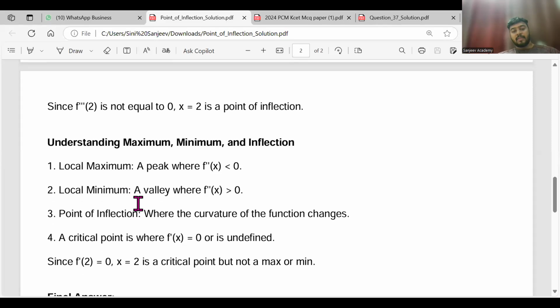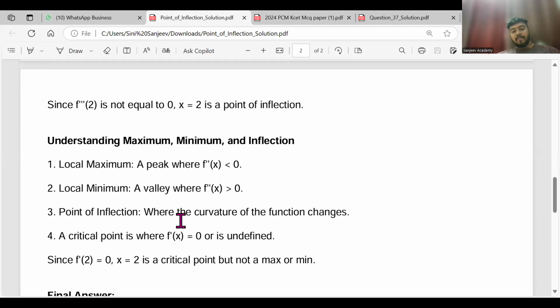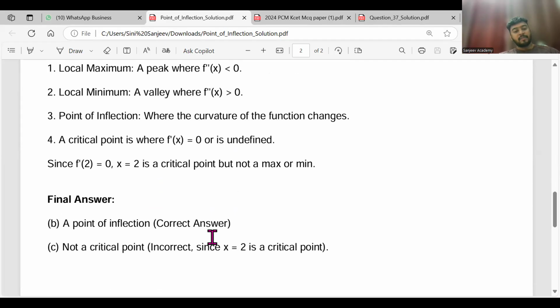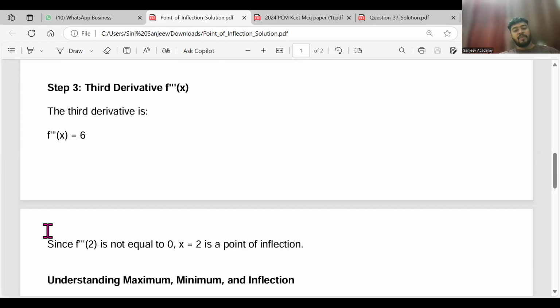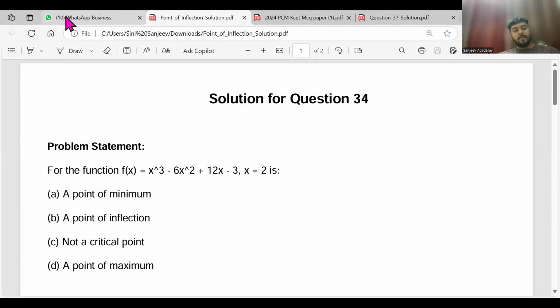Now, can you see this thing? Where the curvature of the function changes. Local maximum, when f double dash of x less than 0. Local minimum, f double dash of x greater than 0. What is critical point? F dash of x equals 0 or is undefined. So that's the thing. So I clearly written down here option C, not a critical point, because x is equal to 2 is a critical point. So point of inflection is the correct answer. I hope it's clear for everyone.